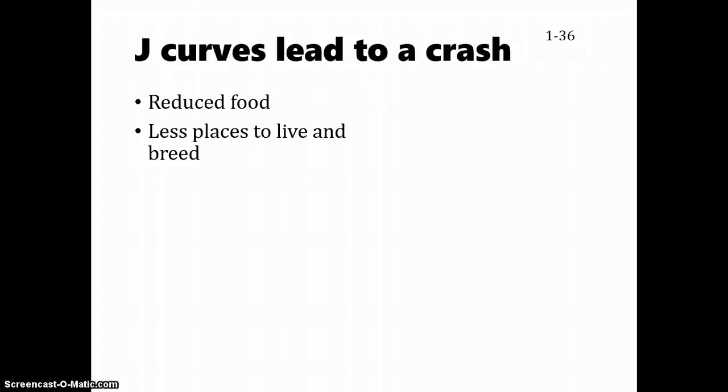You're also going to see, if we think about mice, there's going to be less places to live and to breed. If you think about 20,000 mice in a house, that house is not going to be able to support that many mice because there's just no room for them.